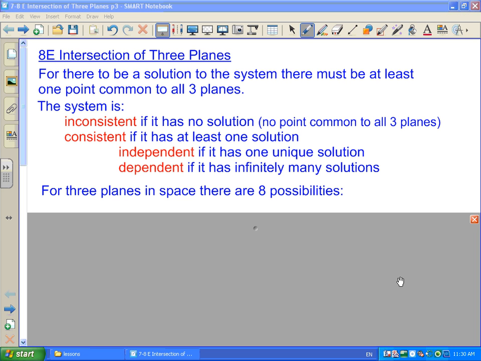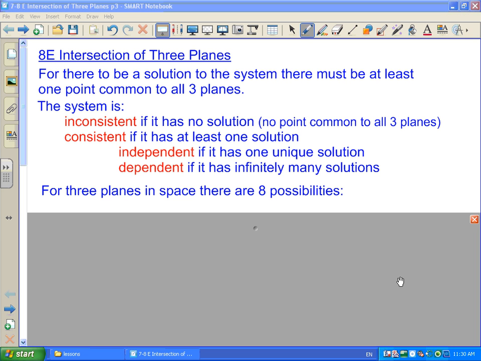So if you have three planes, in order for there to be a solution to the system, there has to be at least one point that is common to all three of our planes. Okay? And we're going to use this terminology to discuss the various possibilities when we have three planes in space. If there is no solution, so there's no point common to all three of the planes, we're going to say that the system is inconsistent. Okay? And conversely, if there is at least one solution, we're going to say that the system is consistent, i.e. that a solution exists.